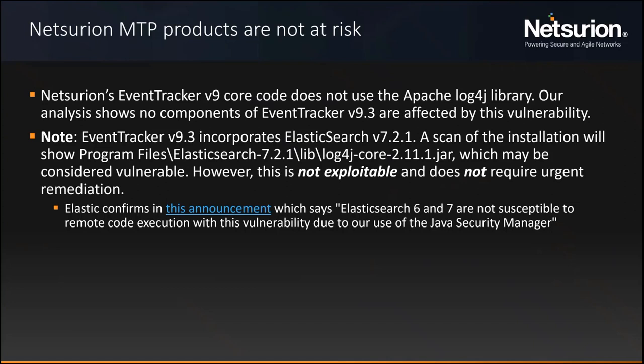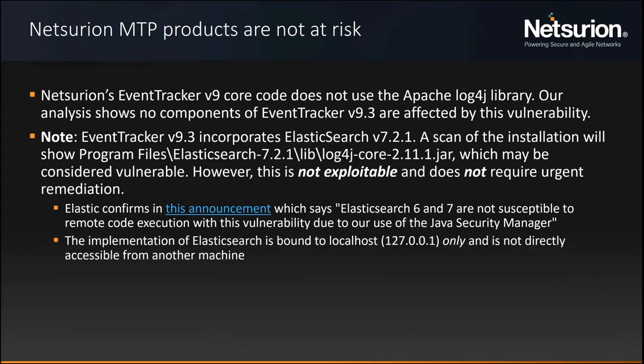Elastic says it. This is part of Elastic 7, which is included in Event Tracker version 9.3. This is because Elastic 7 uses the Java Security Manager, and it's not susceptible to this RCE, remote code execution vulnerability. In any case, we're bound to 127.0.0.1, that is to say localhost only, and you cannot get to this Elasticsearch instance from another machine, much less the big I internet. And aside from taking Elastic's word for it, we have tested and confirmed the statement.